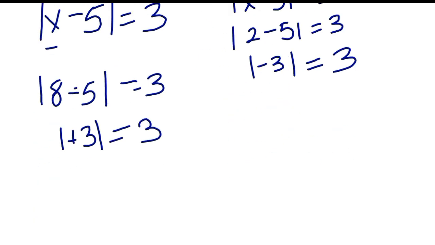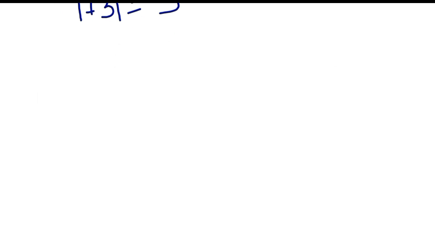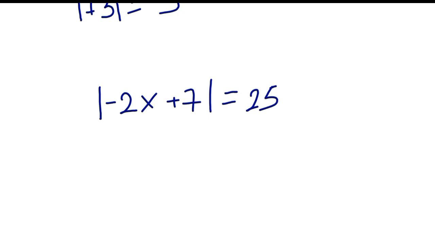Now, let's take another example. So we have the absolute value of minus 2x plus 7 is equal to 25. Now, remember the first rule we talked about, that when you have the absolute value on the outside of this expression, it has no solution. So this one has this negative value inside the expression. So it has a solution.